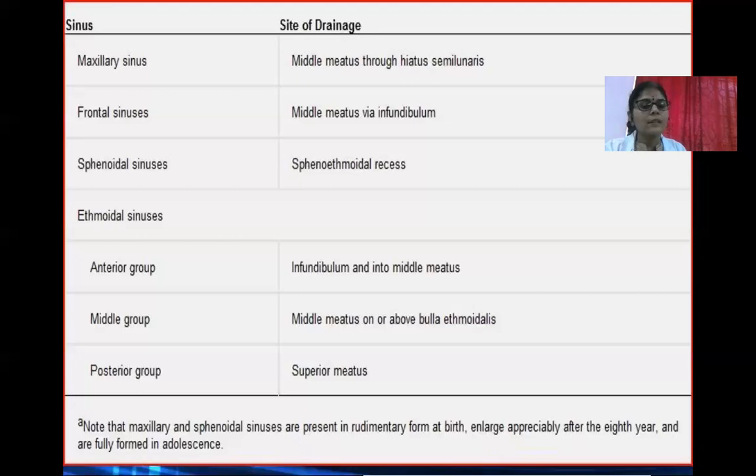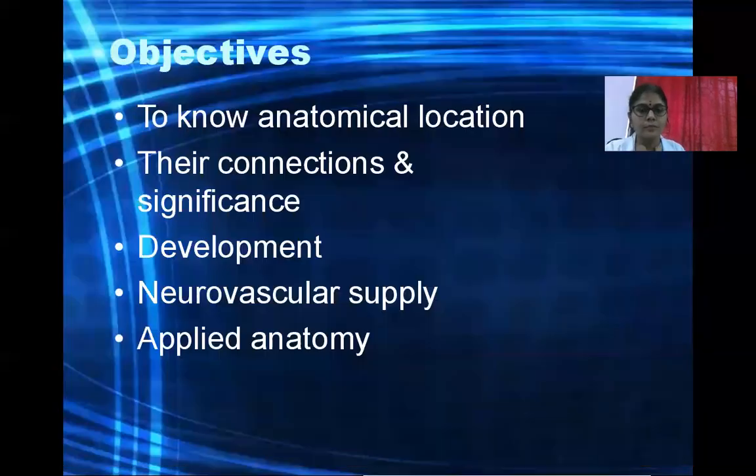Note that maxillary and sphenoidal sinuses are present in rudimentary form at birth. They only enlarge appreciably after the 8th year and are fully formed in adolescence. Now, the objective is to know the anatomical location, their connections and significance. I have already told you the development, and we should know the neurovascular supply and why you should know the anatomy of paranasal sinuses.